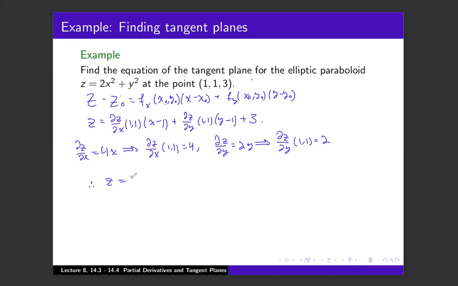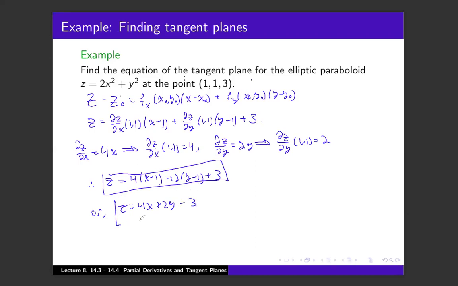So the whole thing comes out to z equals 4(x minus 1) plus 2(y minus 1) plus 3. Or if you prefer, z equals 4x plus 2y, so minus 4 minus 2 is negative 6, plus 3, so minus 3. All right. Are there any questions so far about how we found either of these tangent planes?